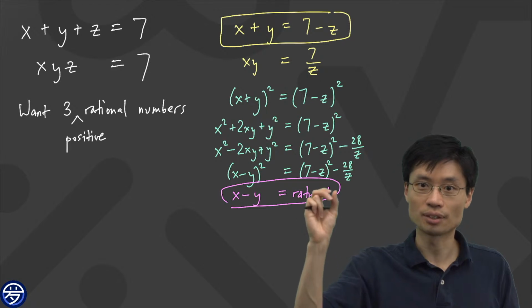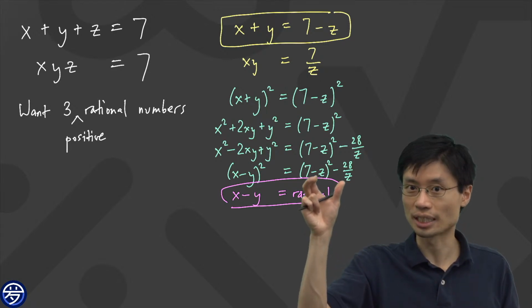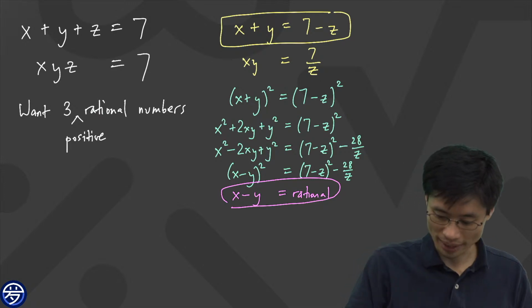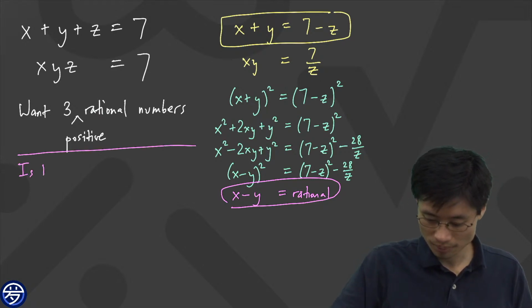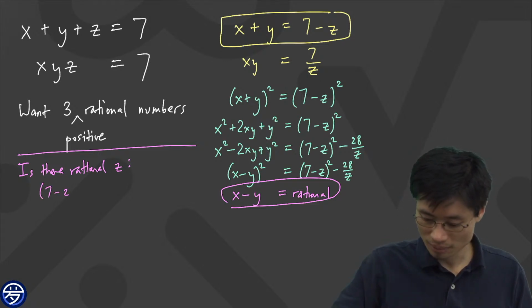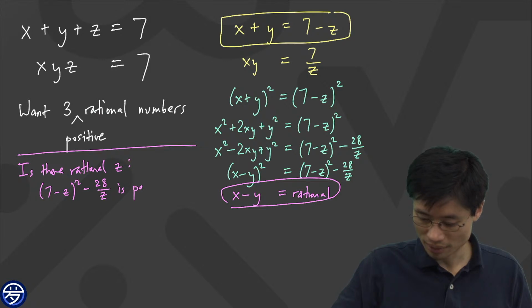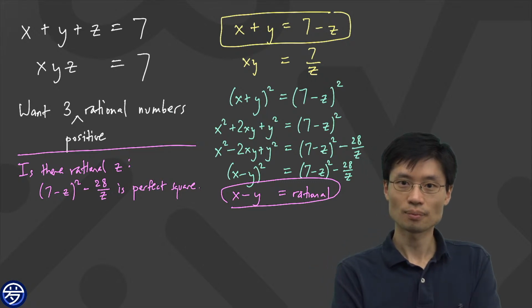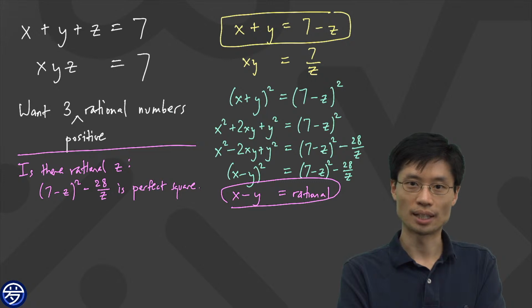But right now, I just need to even know, is there any rational z that if I throw in here gives me something I can take a square root of? That's all I have left. Okay, so is there a rational z so that this 7 minus z squared minus 28 over z is a perfect square? Whoa, that looks hard. So this looks legitimately hard. But I have an idea.